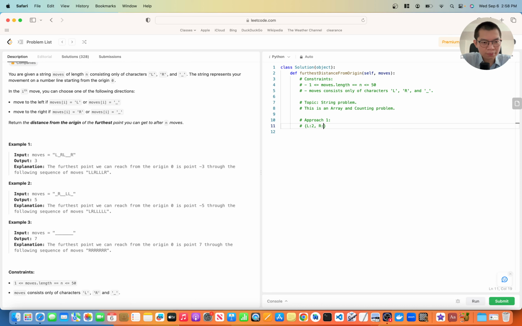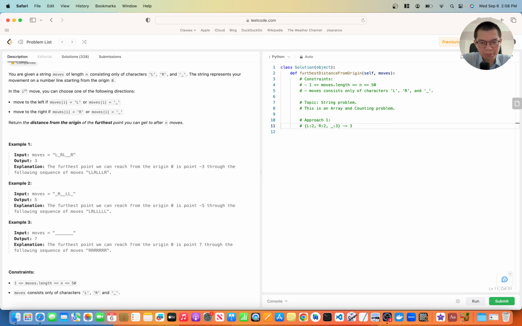We have 2 of those. And then how many underscores do we got? Let me take a look at this, 3 of them, right? Underscore, we have 3 of them, and we have two Rs. And so you notice that the left and the right moves cancel each other out. So 2 and 2 cancel each other out, and you're left with 3, right?